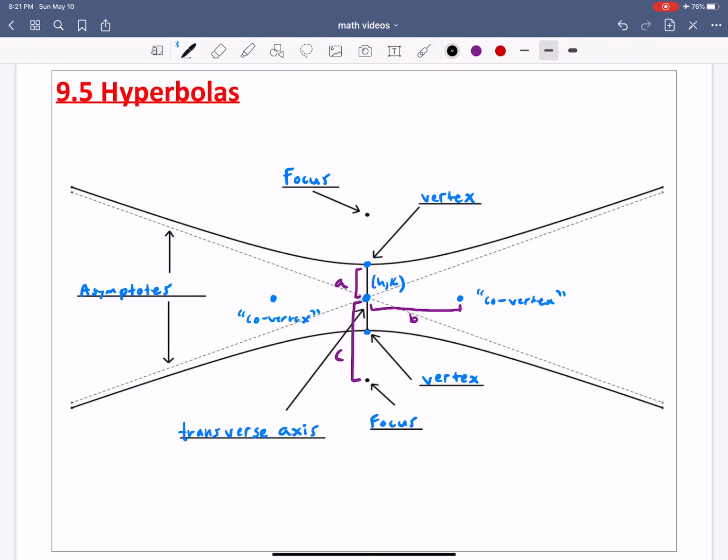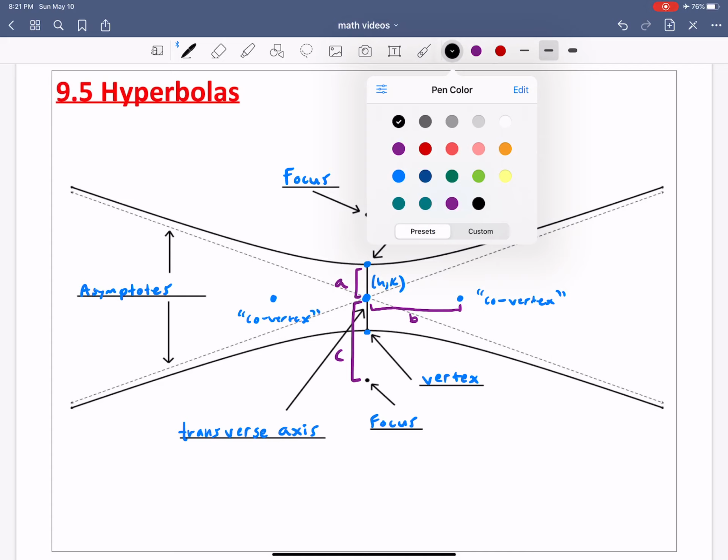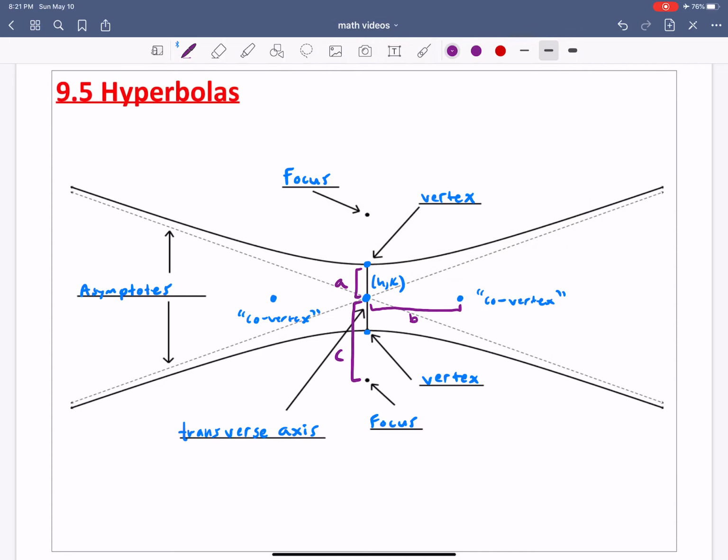Okay. Now, the last thing that I'd like for you to do here, and this is going to come in handy in a little bit, is to draw an imaginary box that's going to exist on the interior of this hyperbola. And here's how you're going to draw it. You're going to draw that box starting at a co-vertex, and you're going to go up, and then you're going to go over, pass through the vertex, go down through the other co-vertex, go over through the other vertex, and then right back where you started.